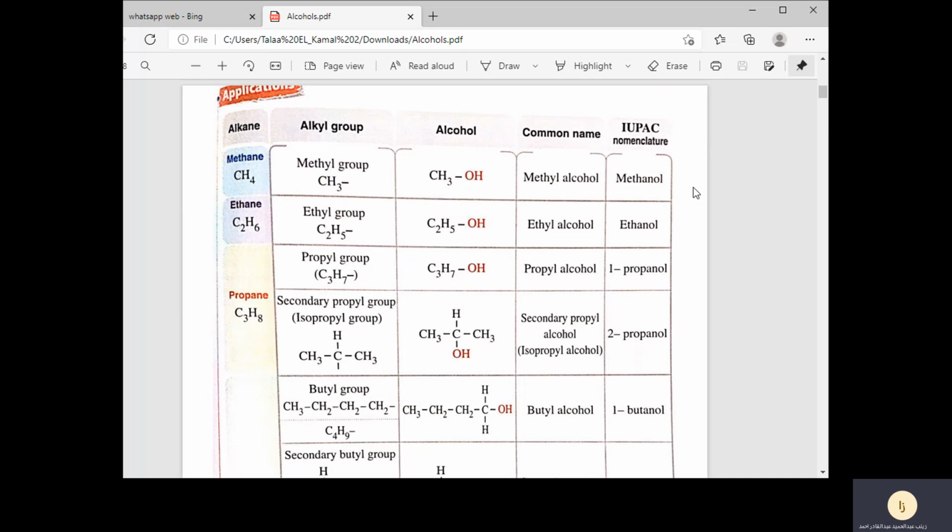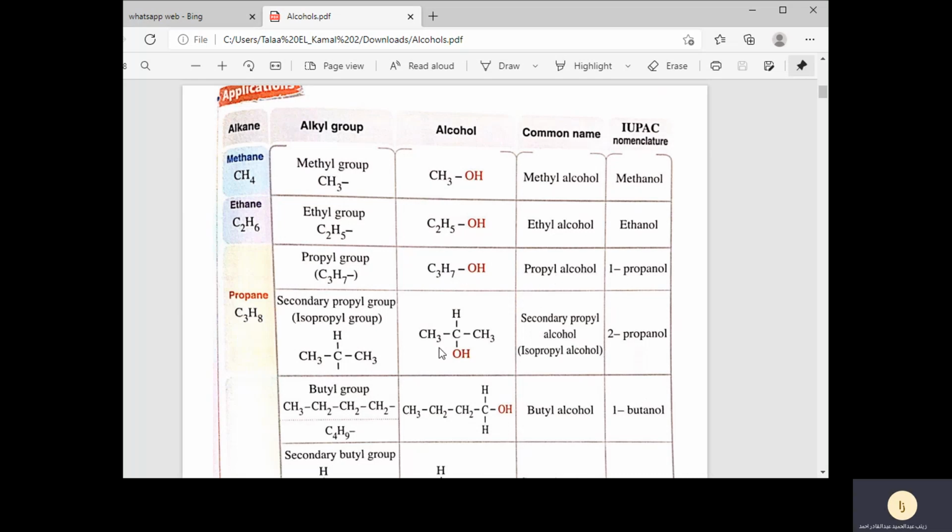طيب الالكولز في عندي طبعا هنا، لو ببص في التابل ده هلاقي ايه؟ If you look at this table you will find that this is methyl group. The methyl group is added to hydroxyl group, so it's called methyl alcohol or methanol. Ethyl group يبقى ethyl alcohol or ethanol. CH3CH2CH2OH propyl alcohol or 1-propanol.